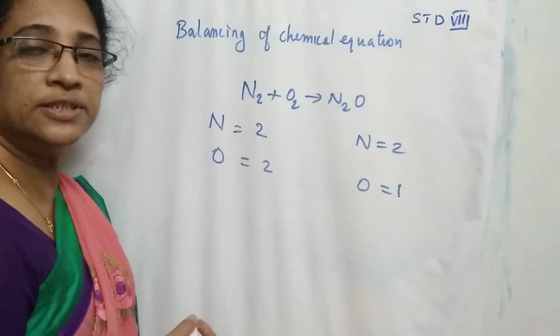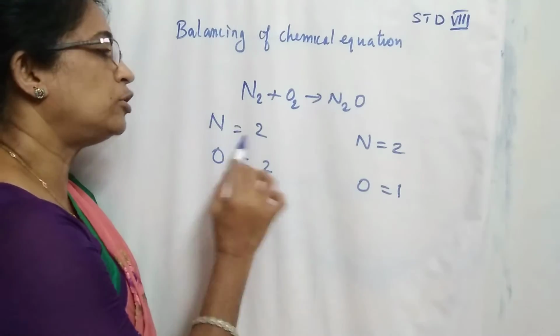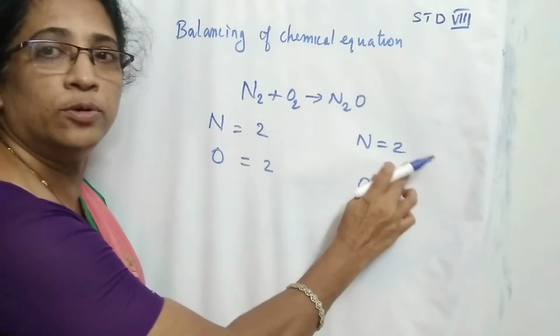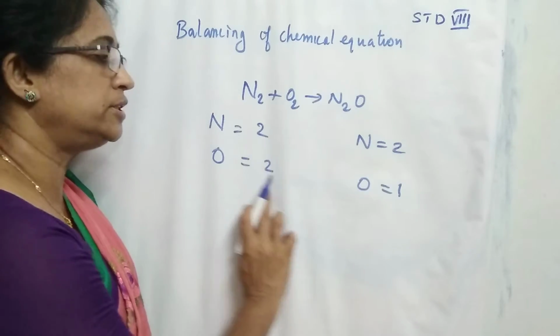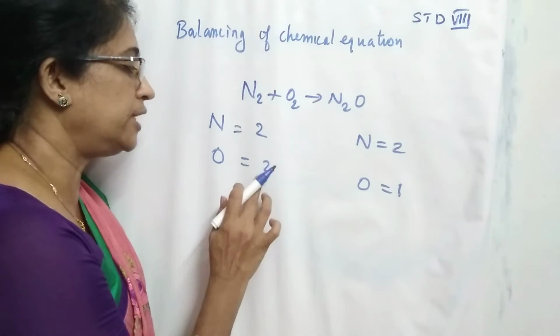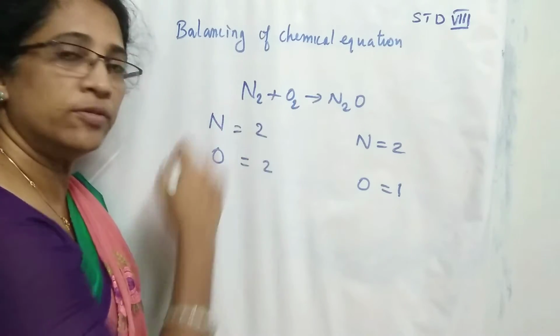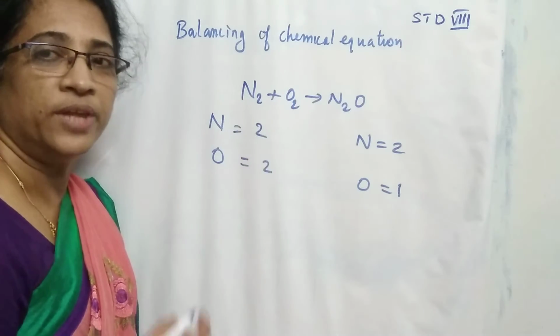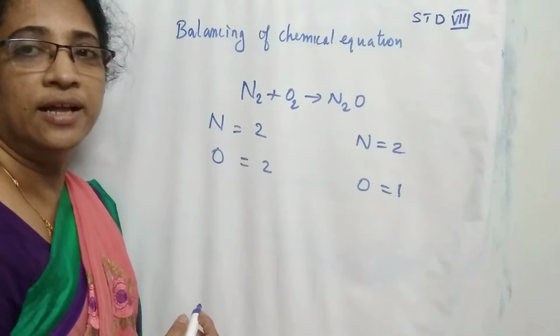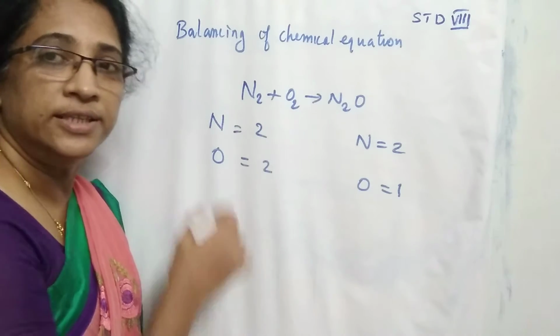Can you say this equation is balanced or not? In terms of nitrogen, the nitrogen atoms on both sides are the same. But the oxygen atoms are different. Oxygen on the left side is 2 and on the right side equal to 1. So, is the equation balanced? No, the equation is not balanced. And we are going to balance this equation.